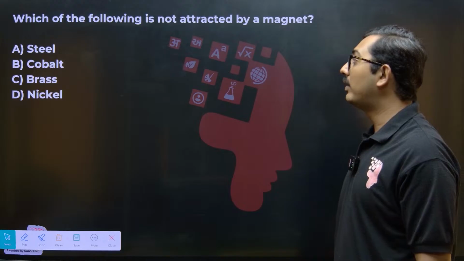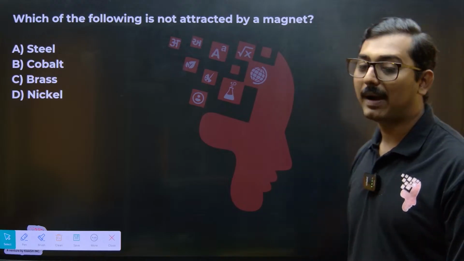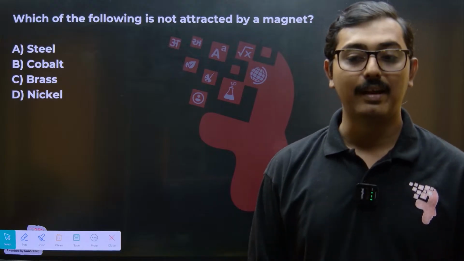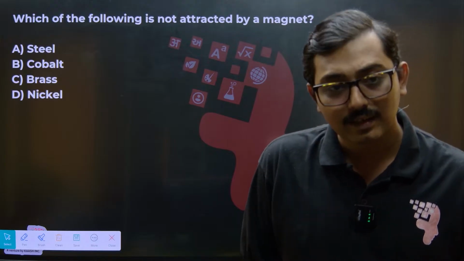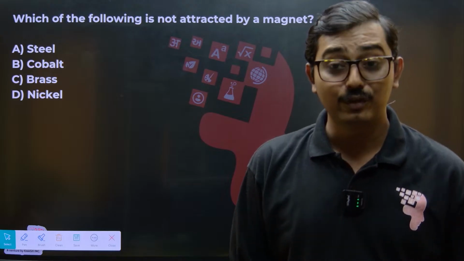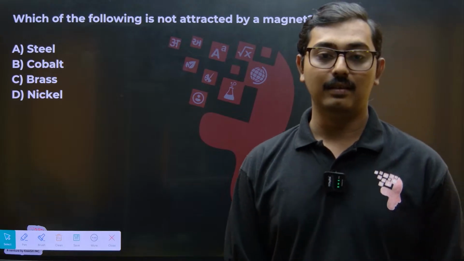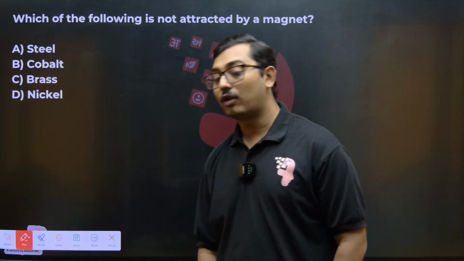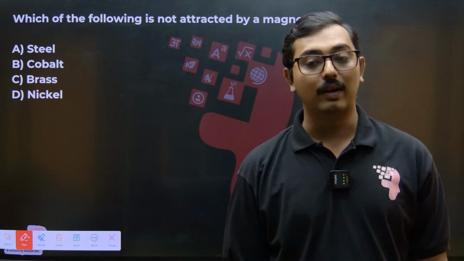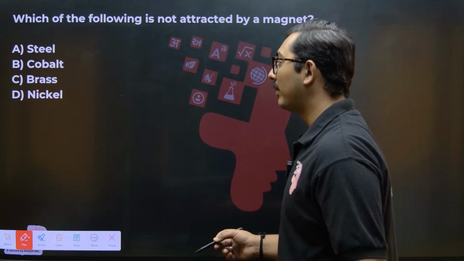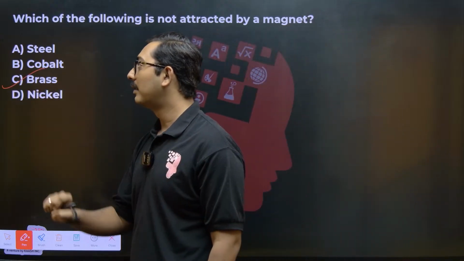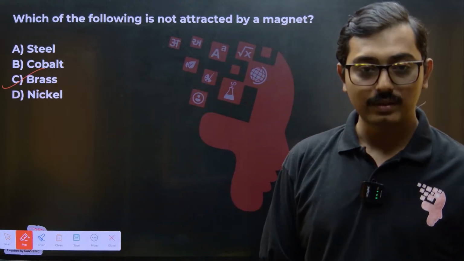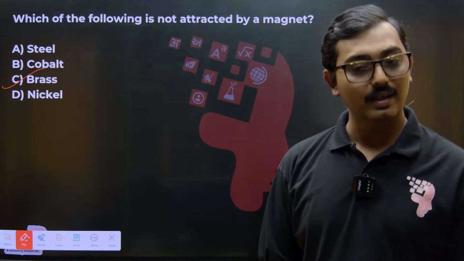Next, which of the following is not attracted by the magnet? A very simple question. Not attracted by the magnet means materials which do not show any kind of magnetism, which are not ferrous materials. Obviously from these options we can say it is brass, because steel, nickel and cobalt are all attracted toward the magnet.